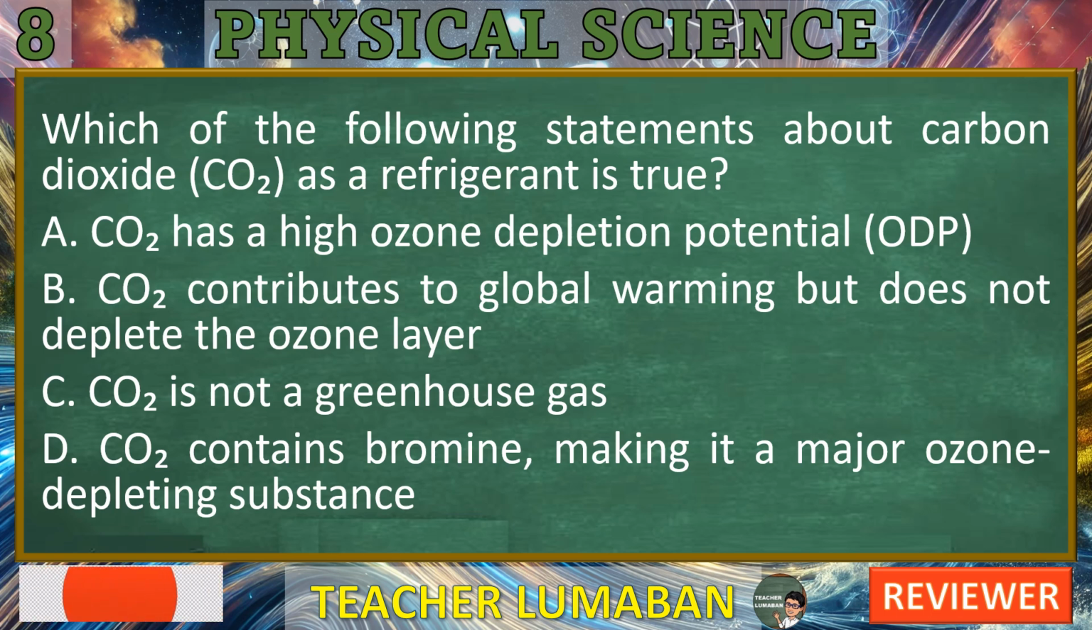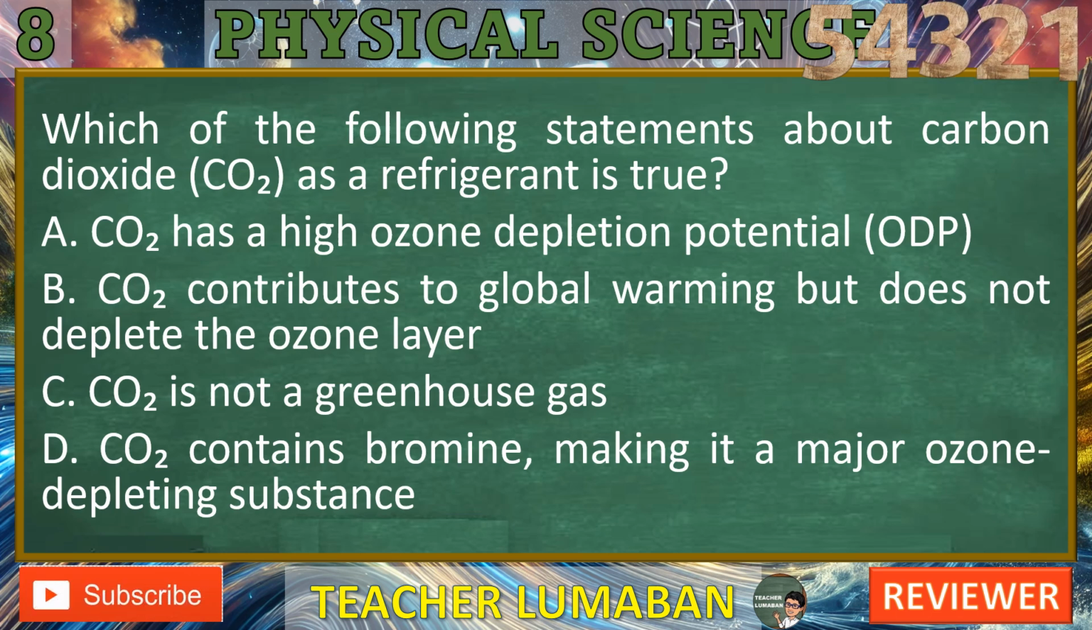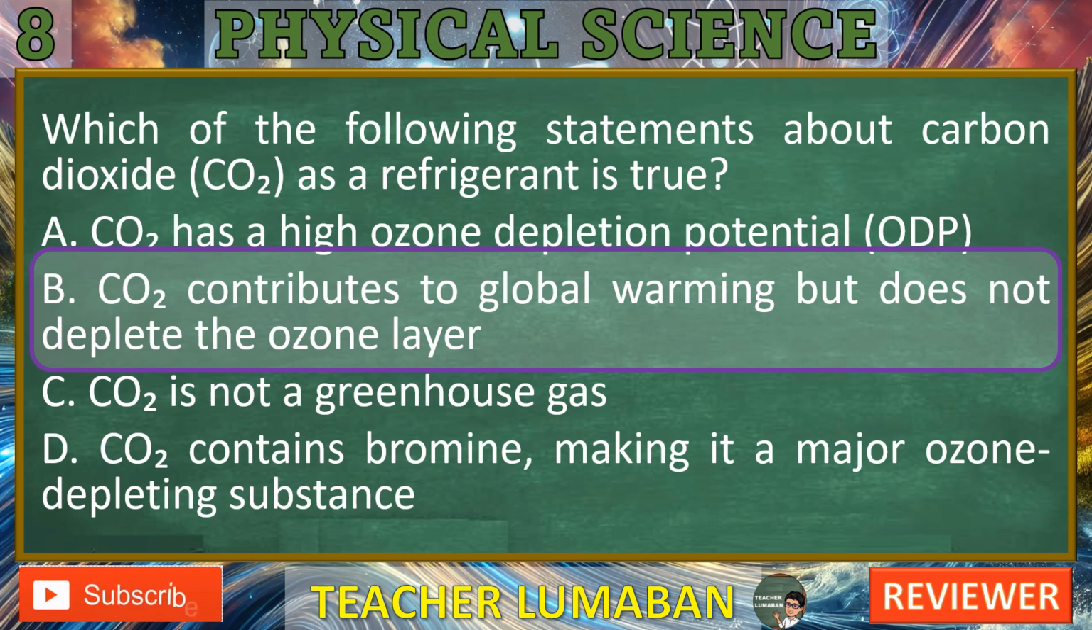In the next 5 seconds, select the best response from the available options. 5, 4, 3, 2, 1. The correct answer is B. CO2 contributes to global warming but does not deplete the ozone layer. Here's why. A. CO2 has a high ozone depletion potential, ODP. This is false. CO2 has an ODP of 0, meaning it does not deplete the ozone layer.